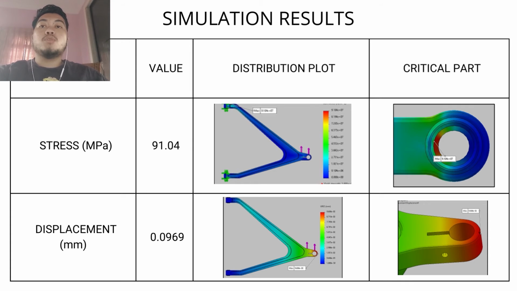This is true because when a car is braking, the braking force will be applied in the opposite direction, and of course the front part will be the most critical part. Next, we also obtain the displacement, and as we can see the value is quite small, which is just 0.0969 millimeter, and since the displacement is very small, there will be no significant effect towards the suspension system throttling.